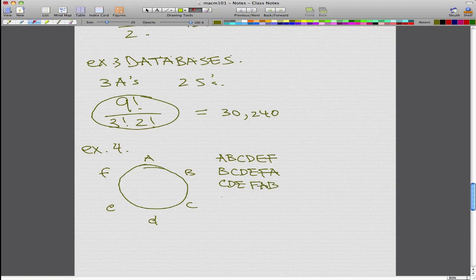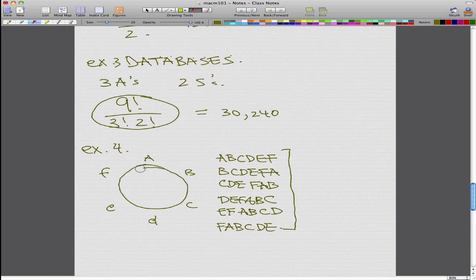A, B, and so on, continuing around the circle, ending with F, A, B, C. So you're looking at this and asking me, what the heck am I doing? Well, I'm showing you the different linear arrangements.